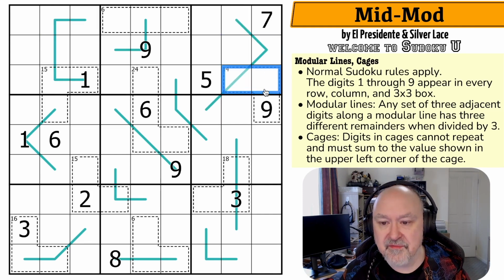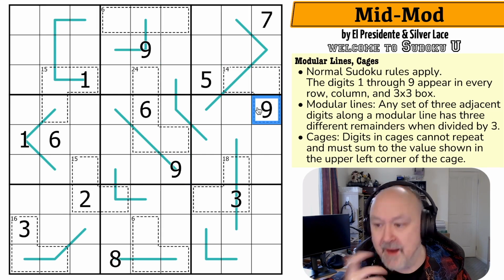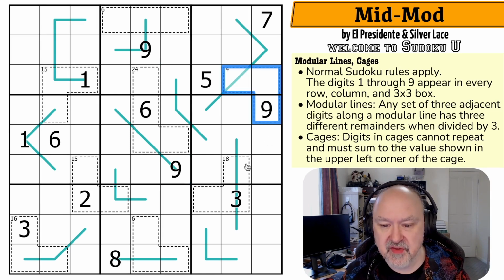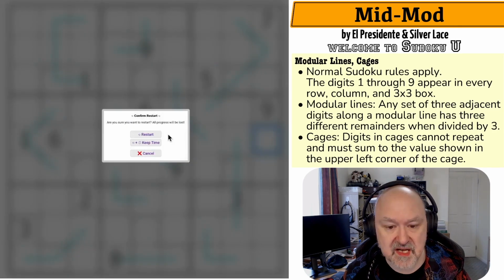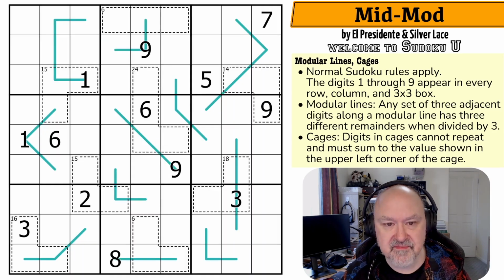It doesn't matter which section of 3 you grab along a line, that must be true for all of them. Then we've got cages, where digits in cages cannot repeat, so these couldn't be the same digit no matter what the total was, and must sum to the value shown in the upper left corner of the cage. So we know these 3 digits sum to 18, and those 2 digits couldn't be the same. Those are the rules. I'm going to restart the puzzle to restart my timer. Let's give this a shot.